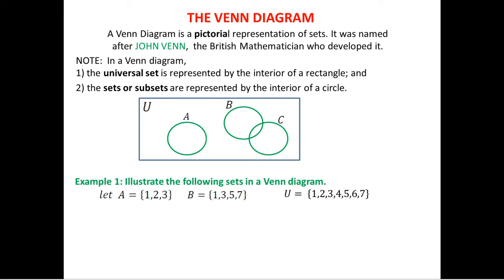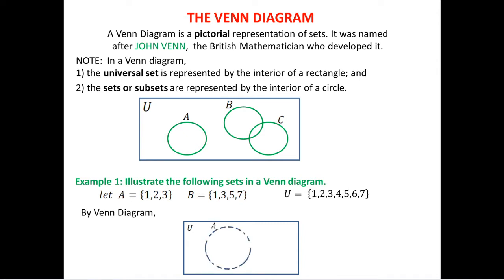Illustrate the following sets in a Venn diagram. Let set A be the set with numbers 1, 2, 3, set B with numbers 1, 3, 5, 7, and set U, our universal set, is the set with numbers 1, 2, 3, 4, 5, 6, and 7. So by using the Venn diagram, first we draw a rectangle to represent our universal set.